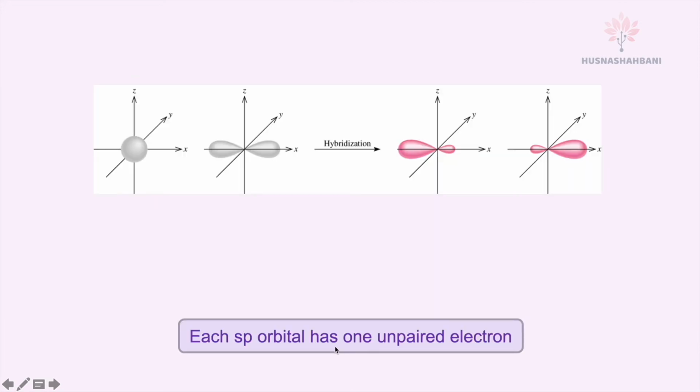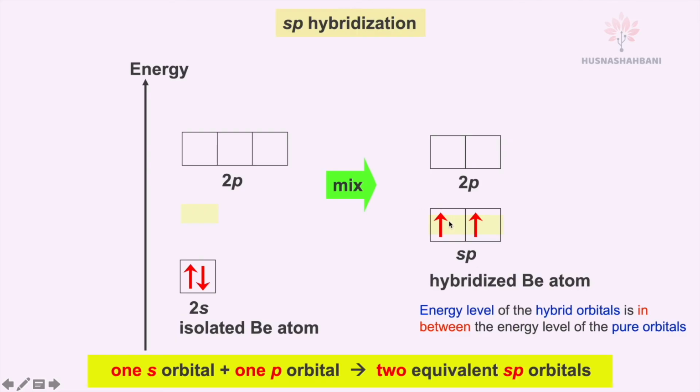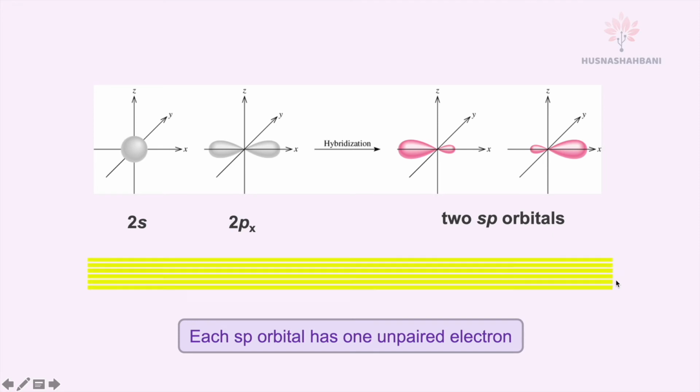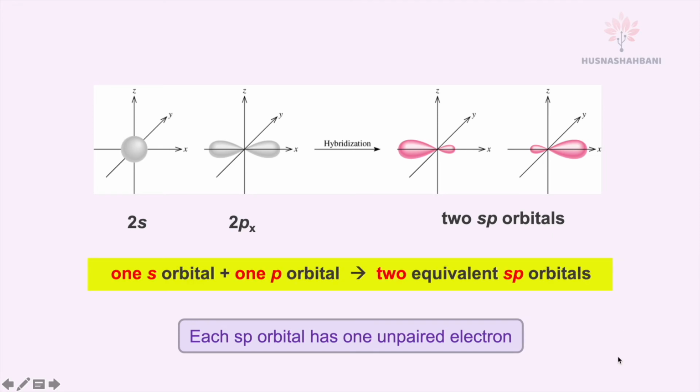Each sp orbital has one unpaired electron. Here, one sp orbital, one unpaired electron; another sp orbital, one unpaired electron. So it's like you're mixing 2s and 2px because it only involves one type of p orbital. You have 3 p orbitals in total, but it only involves one type. So let's say 2s mixing with 2px, resulting in 2 equivalent sp orbitals.